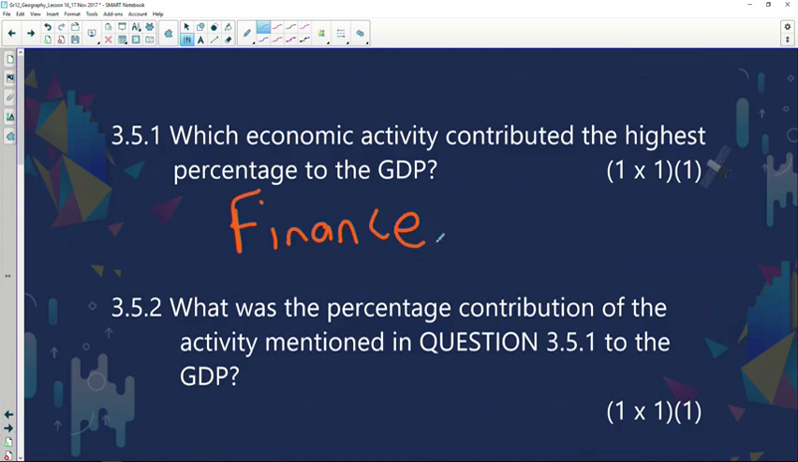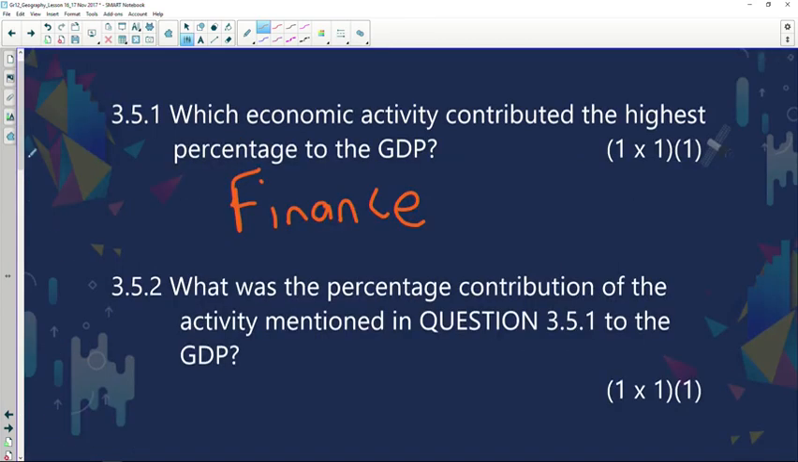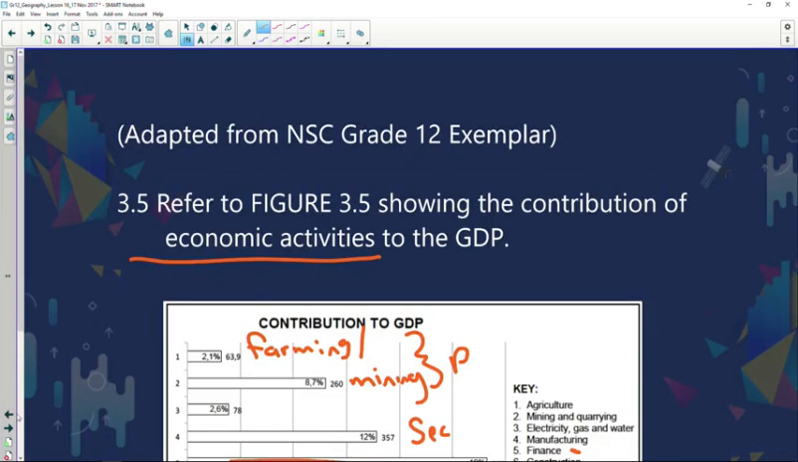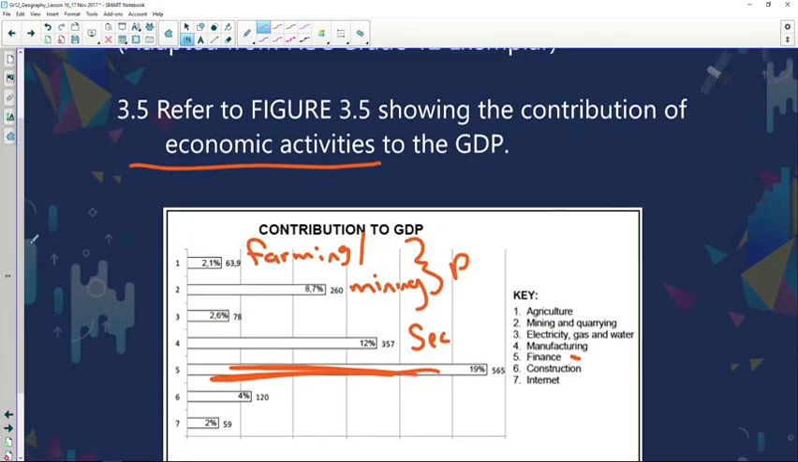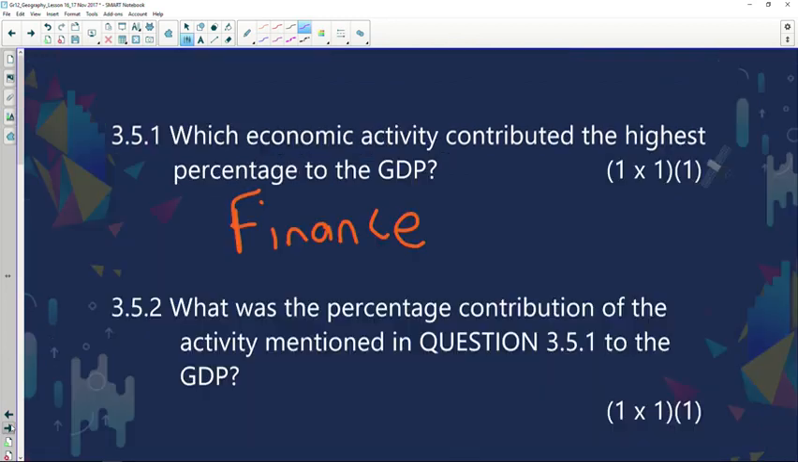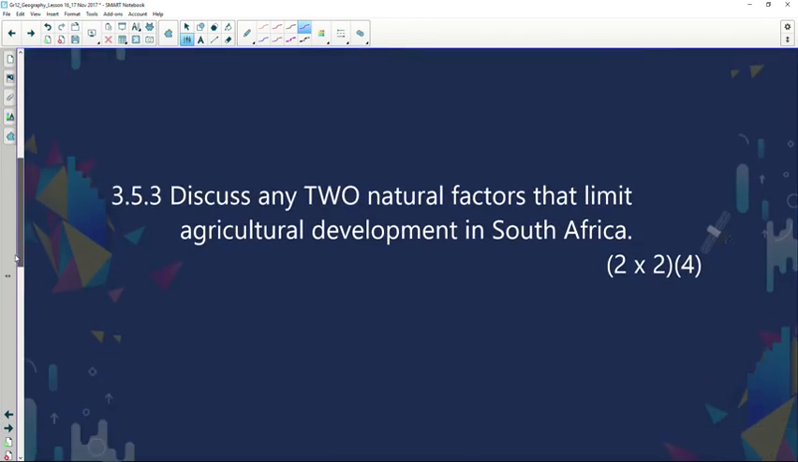What was the percentage contribution to the activity mentioned in question 3.5.1? Now that information we will get from the graph as well. As you can see, where do I get this information from? There you go, the percentage, 19%. So the correct answer over there is 19%. Let's quickly have a look at our next question.